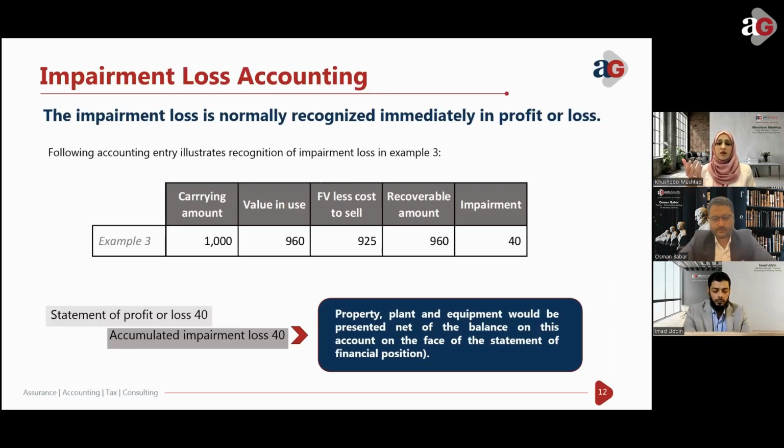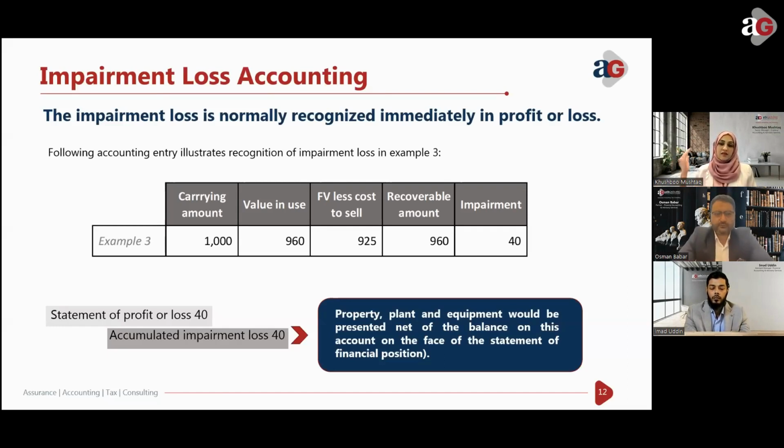Let's take an example of property, plant and equipment. We have an asset that has a depreciation as well, and it's appearing on the balance sheet as cost less depreciation. So what do we do when we have an impairment loss? We'll have to deduct another accumulated impairment loss account from that carrying value.